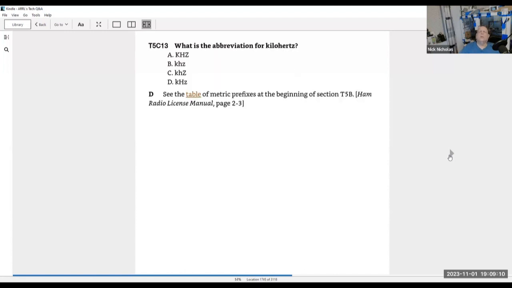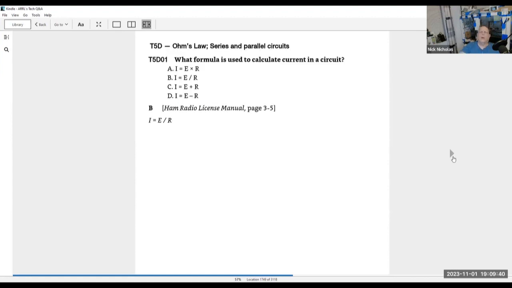What is the abbreviation for kilohertz? It's pretty much the same as gigahertz, except that the metric abbreviation for kilo is a small k. Capital H for the first letter in the word hertz, small z for the z from the word hertz. D is the answer.